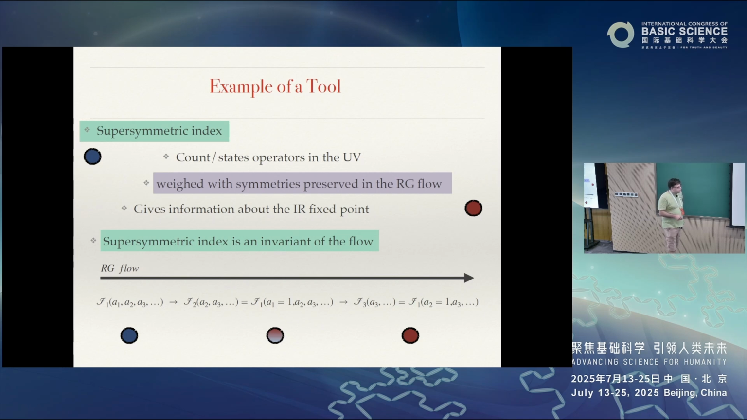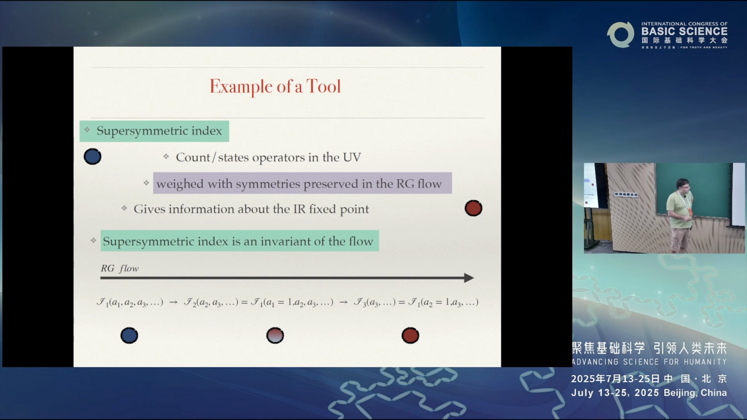Then what you do in order to compute the index of the theory in the infrared, you simply set the parameter A1 corresponding to that symmetry to 1. Okay, it's a very simple computation. So you get a function which characterizes the theory in the infrared, but in fact it also, of course, characterizes the theory in the UV.